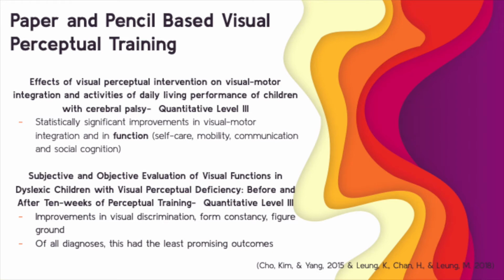This intervention was for 10 weeks for 30 minutes every 2 weeks. A home program was provided and expected to be completed daily and logged. These children showed improvements in specific visual skills of discrimination, form constancy, and figure ground. Of all diagnoses and studies we read, this study had the least promising outcomes.